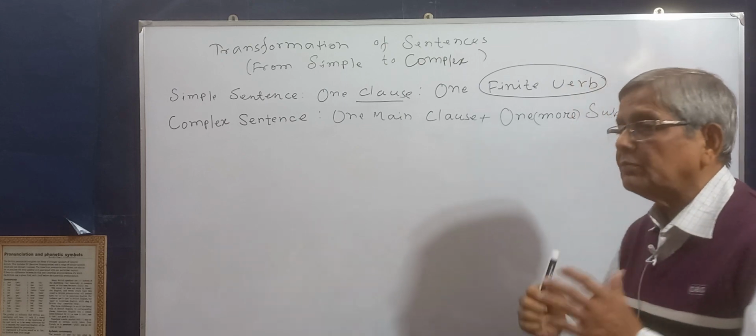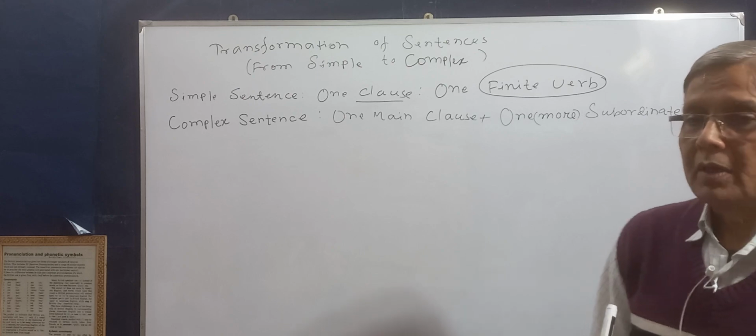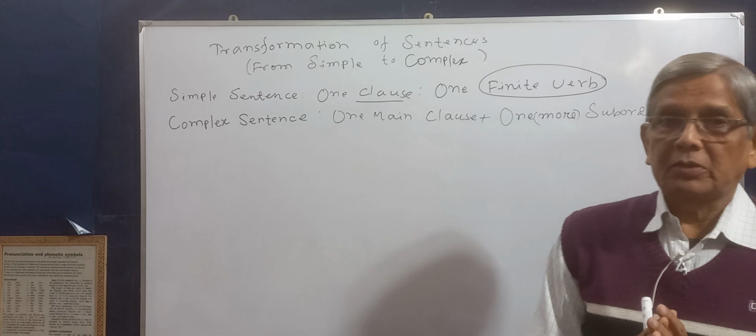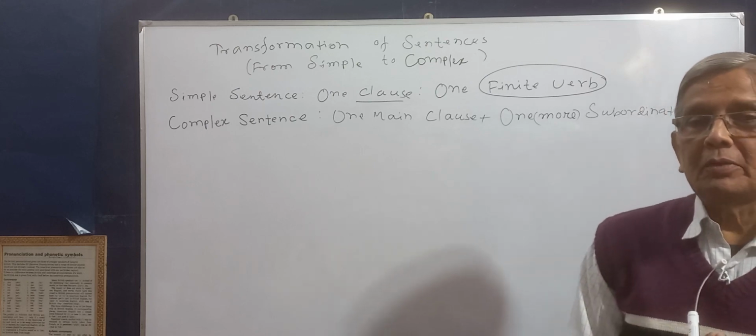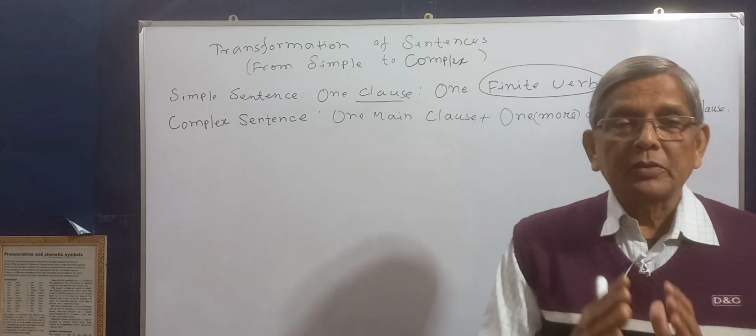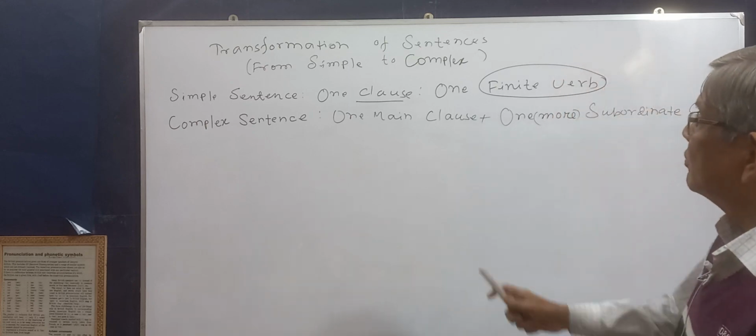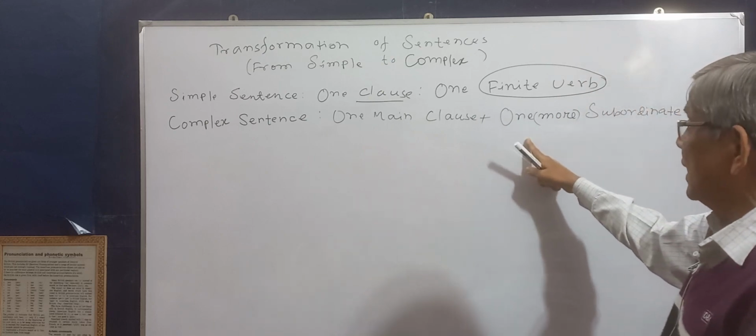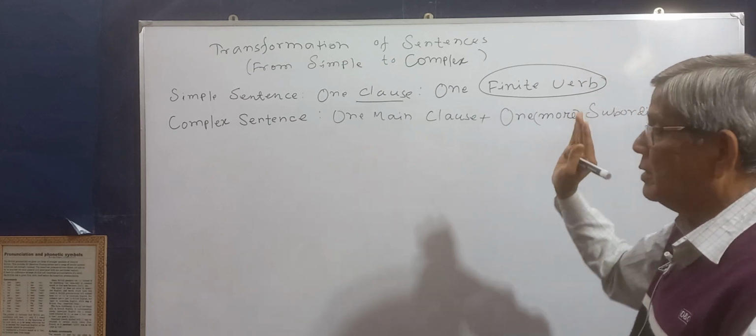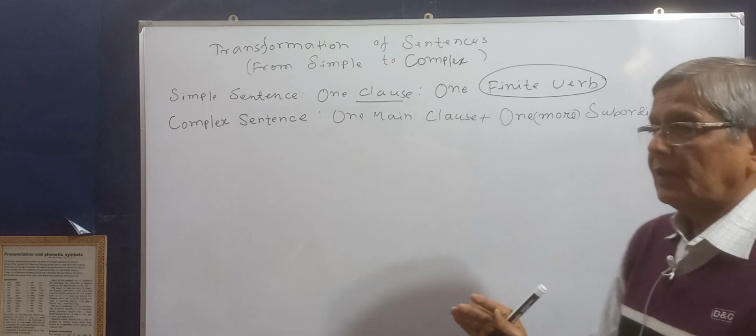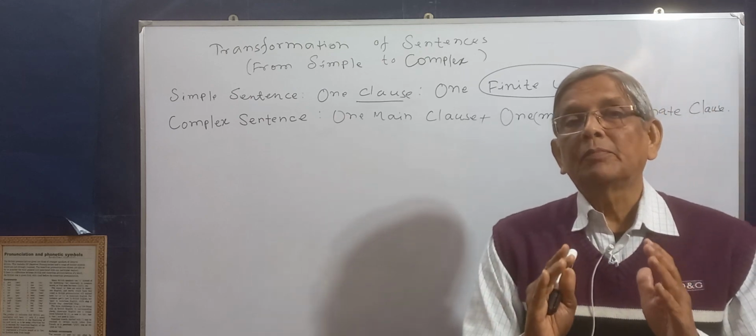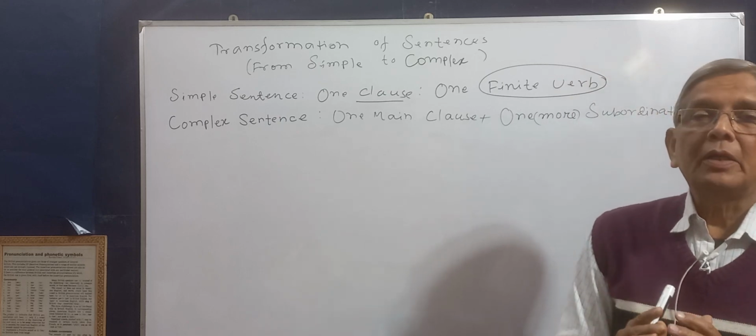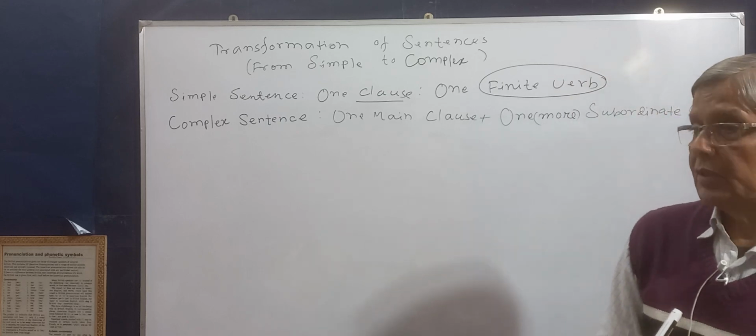So when we attempt to transform a simple sentence into a complex one, our main task is to increase the number of clauses. That is to increase the number of finite verbs from 1 to 1 plus 1, at least 2. One of the two clauses will be the principal clause of the complex sentence, and the other one will be the subordinate clause.